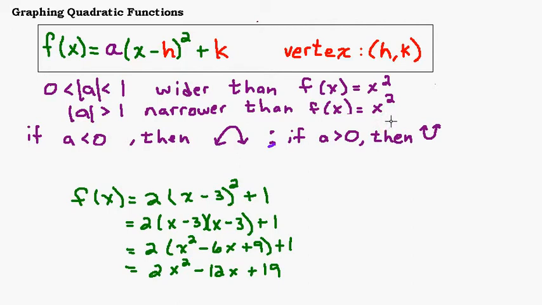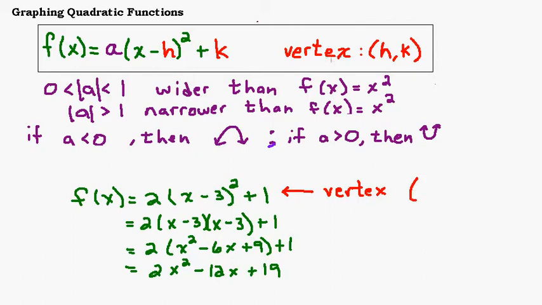So what I want to talk about now is if you get a quadratic function in a different form. So I took an example here. f of x equals 2 times the quantity x minus 3 squared plus 1. And if we got the equation in this form right here, we could simply use the formula that's in this box to determine the vertex.